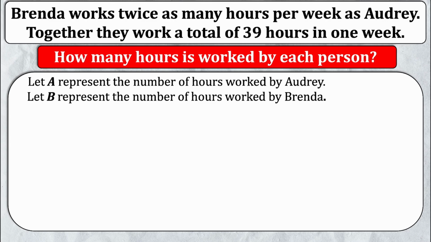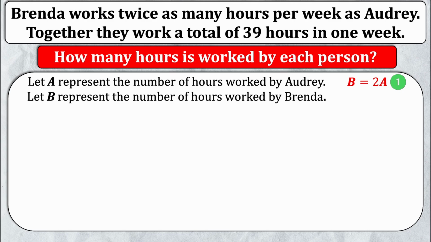So the first piece of information is that Brenda works twice as many hours as Audrey. And that's important because it lets us build this equation. B is equal to 2A, which means that in order for Audrey to work the same number of hours as Brenda, she would need to work twice as many hours. So B, Brenda's hours, equals twice as many hours, or 2 times A.